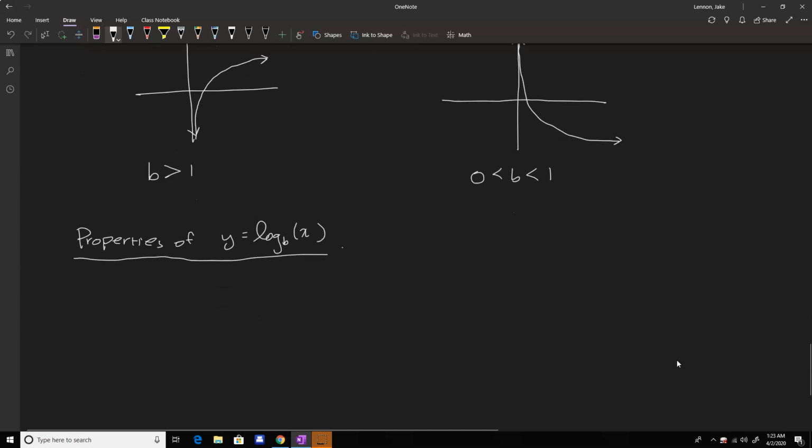Okay, so 1. Why don't we start, we'll come back to increasing and decreasing, with more fundamental things like domain and range. So the domain of any of these graphs is just 0 to infinity, positive x values, and the range is all real numbers. So the range of these graphs is negative infinity up to infinity.